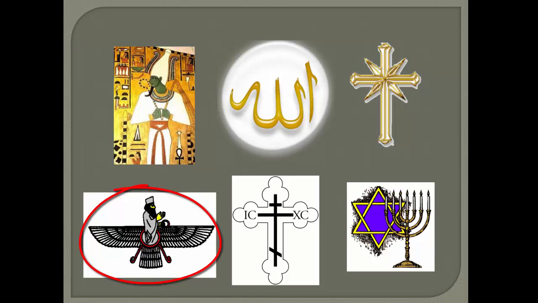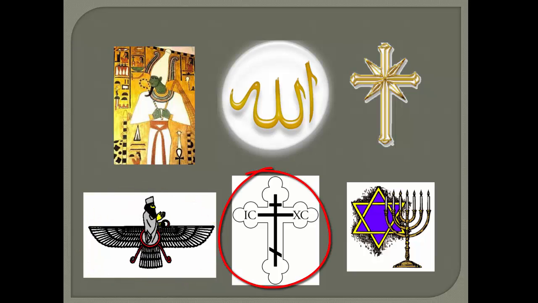Zoroastrianism. This is the symbol for the creator, Ahura Mazda, the wise Lord. This is the cross used by the Eastern Orthodox branches of Christianity. The top bar represents the sign placed over Christ's head on the cross, proclaiming him the King of the Jews. The bottom bar represents the footrest Romans often placed on crosses for the victims to stand on.